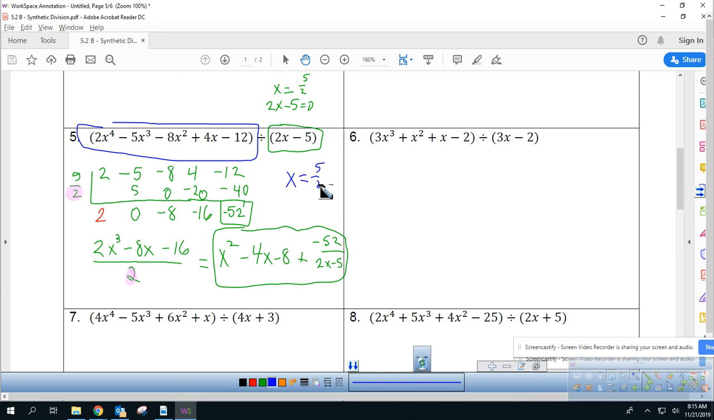And you should see a y value pop up. It's going to say y equals negative 52. And if you notice, that's the answer for the remainder that we got. This is very important to recognize. This is what's called the remainder theorem.